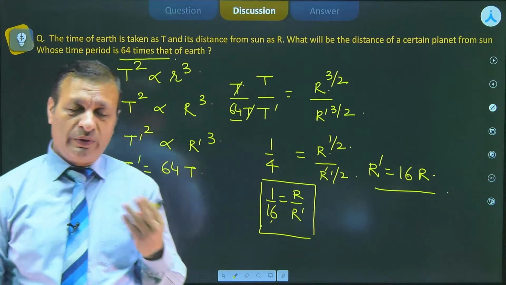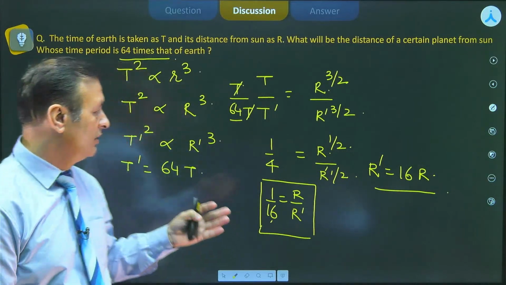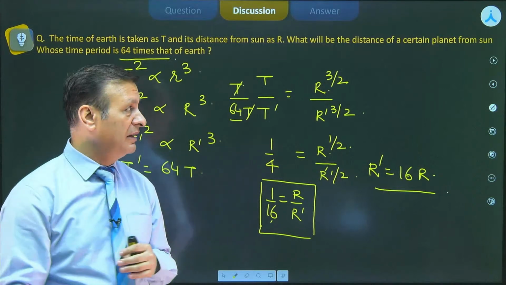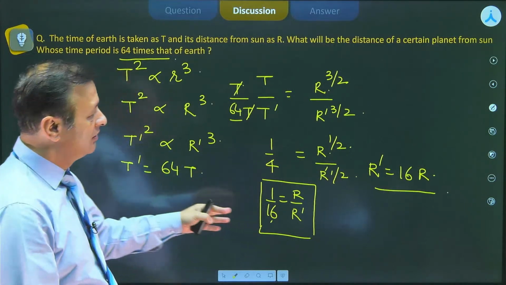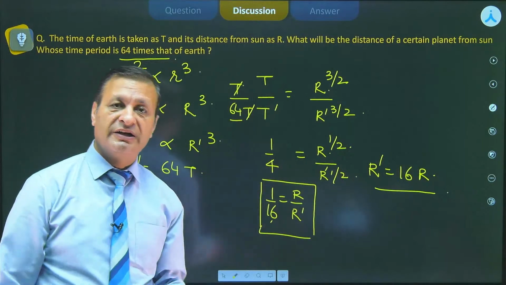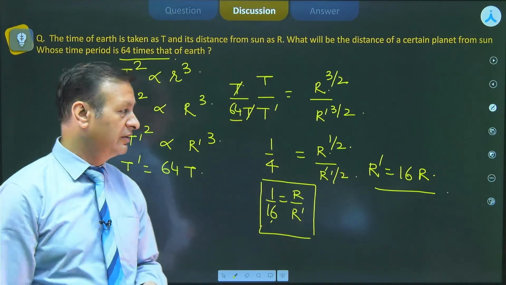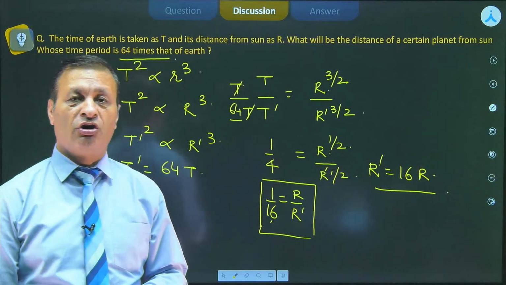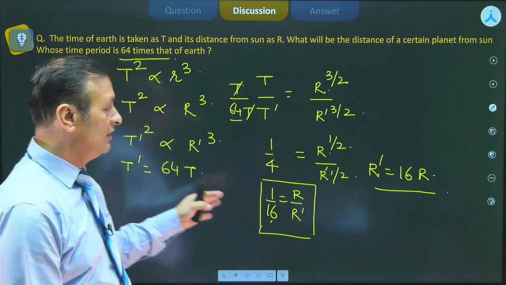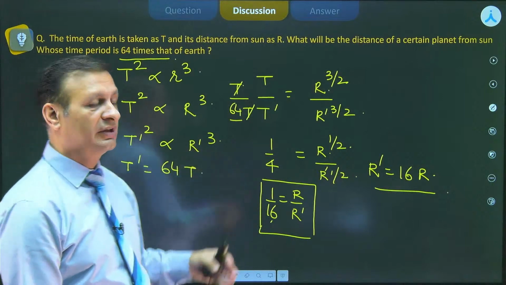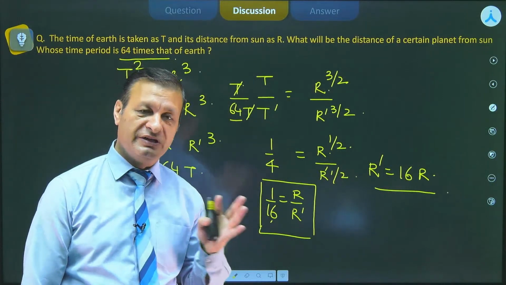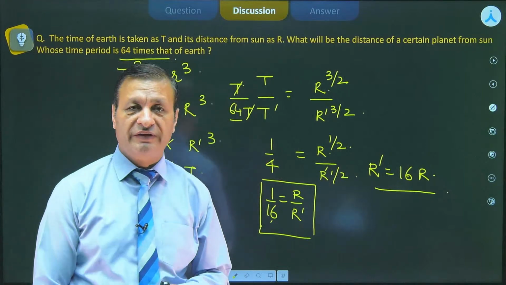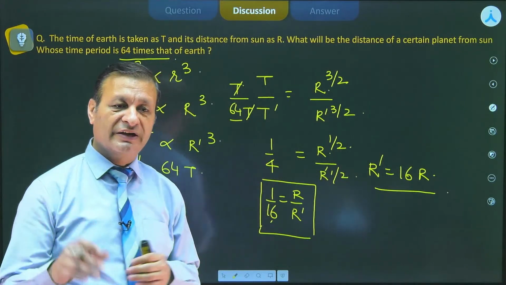So this is the other way, the same concept from the same law, but this time it is being asked in a different way. This is another question from Kepler's law of planetary motion, the third law, that is Kepler's law of periods. I think with all these 4-5 questions, you people have understood it well.